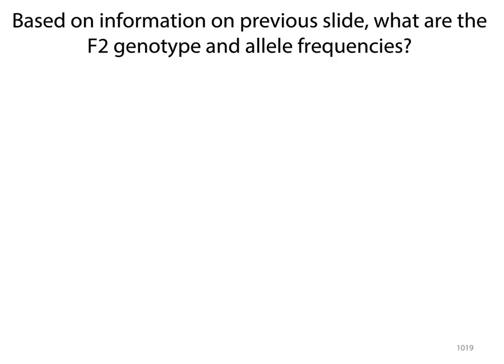So just add up what they tell you in the previous slide, and then go ahead and write the answers here and figure out the genotype frequencies and allele frequencies. And then once you're ready, flip to the next slide.